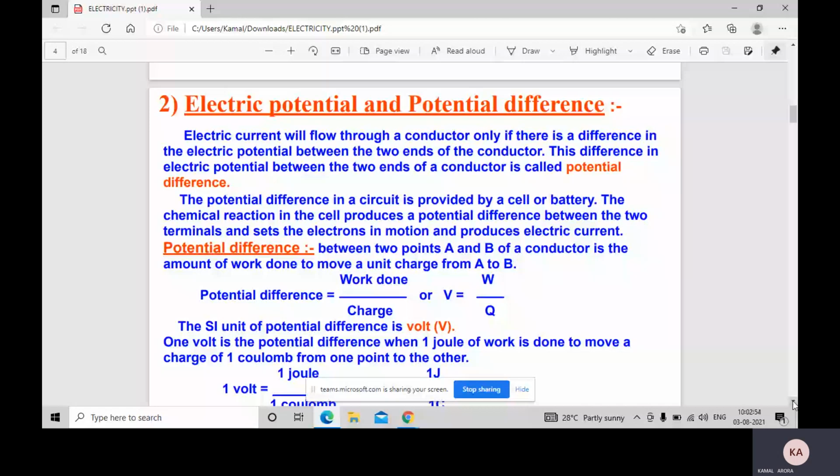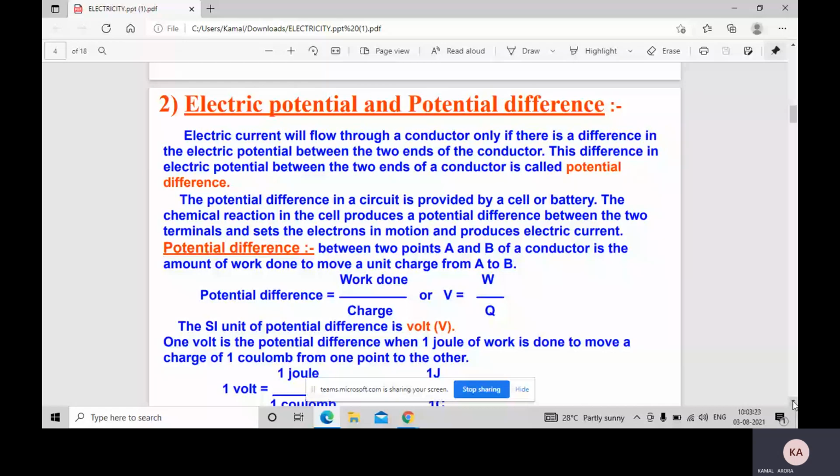Now, the mathematical expression. As the formula of potential difference is work done upon charge, we are going to represent the potential difference by V or PD, work done by W, and charge by Q. Therefore, our next formula is voltage is equal to work upon charge, V equals W upon Q. Now come to the SI unit. From the above formula, we can say the SI unit of potential difference or voltage is joule per coulomb, or even we can say volt.